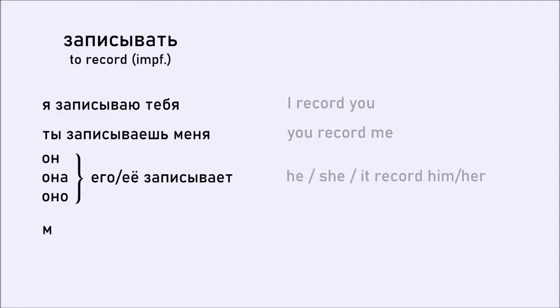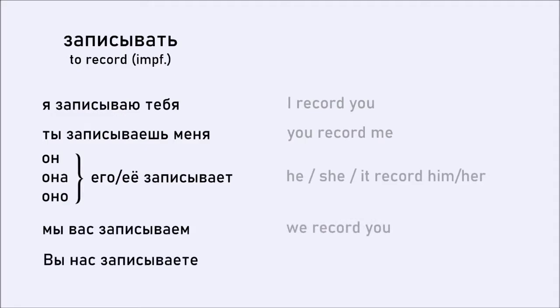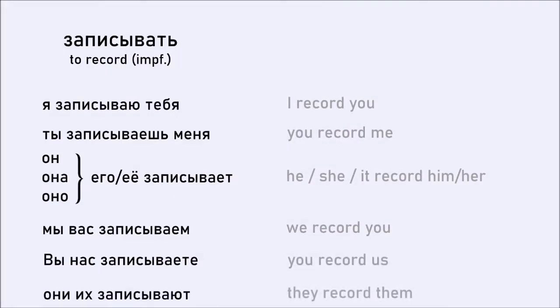Я записываю тебя. Then we have ты записываешь меня. Он, она, оно, его, ее записывает. Мы вас записываем. Вы нас записываете. Они их записывают. Okay, that was the homework. Any questions, any problems, please write them in the comments and I will explain everything to you.